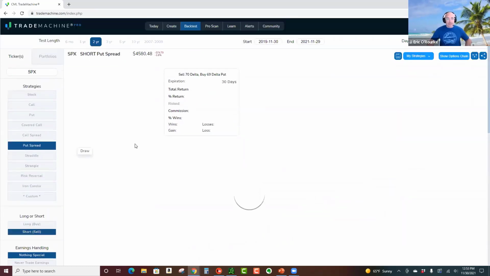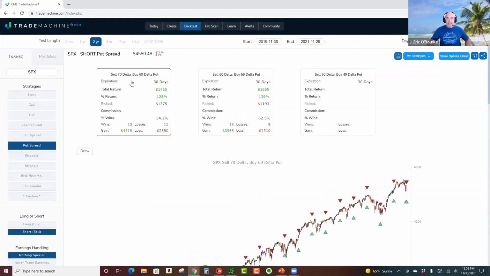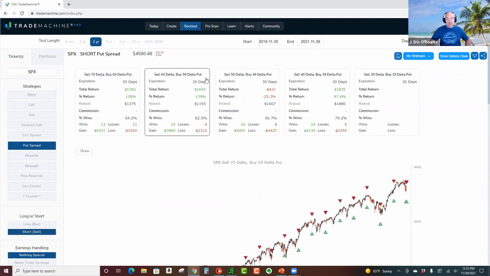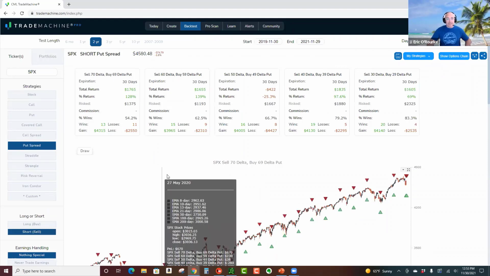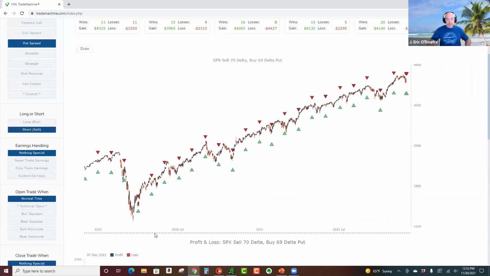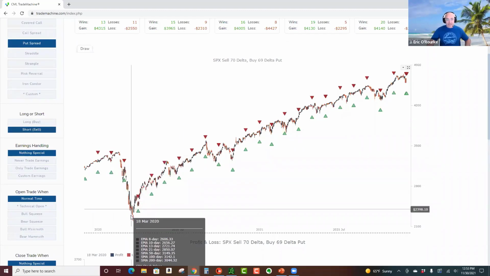So this is CML Trade Machine. You guys have probably seen me use this before. Basically, it's going to go through and this is 30 days to expiration, and it's just going to sell these different deltas. Sell delta 50 by, or sell 70 by delta 69. So, and this is the last 2 years. So this includes the COVID crash, right?